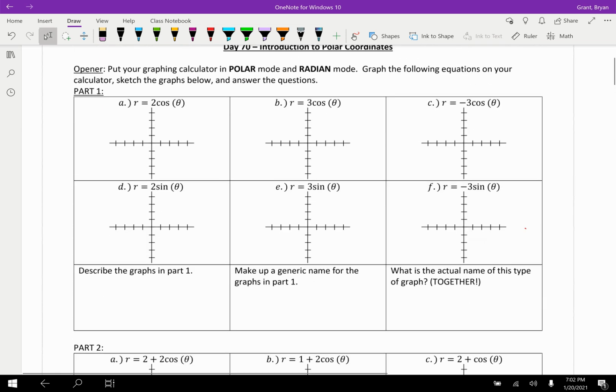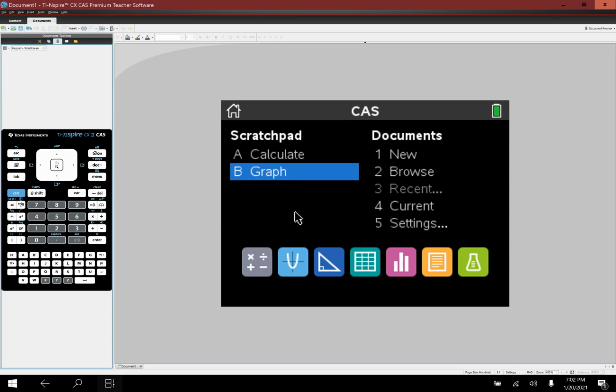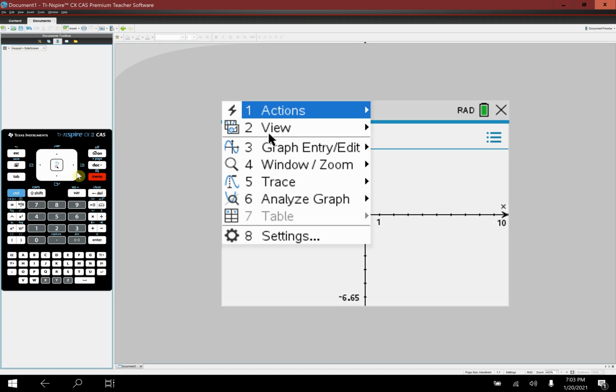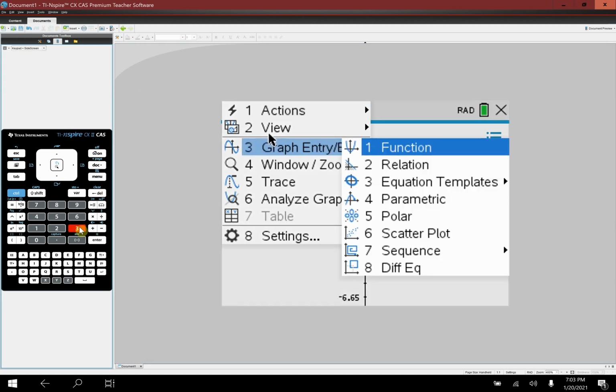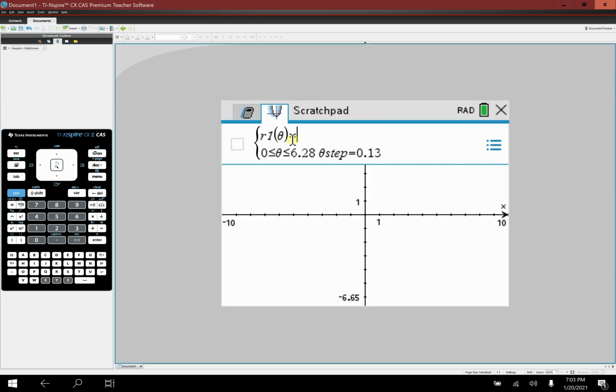So let's begin. You need to go ahead and put your calculator in polar mode, and to remind you what that looks like, I'll show you each calculator right here. Our first one, we're just going to go to the home screen, then to graph, and currently we're in function mode, f of x. To put this into polar, we just go to graph entry edit, and by the way, that's how we switch it back to function mode. We just pick 1. So if anything ever goes wrong in your calculator, just go graph entry edit 1 for a function, and your graphing screen will look like it should. And then we're going to go down to polar, and click, and great, now we're in polar mode.